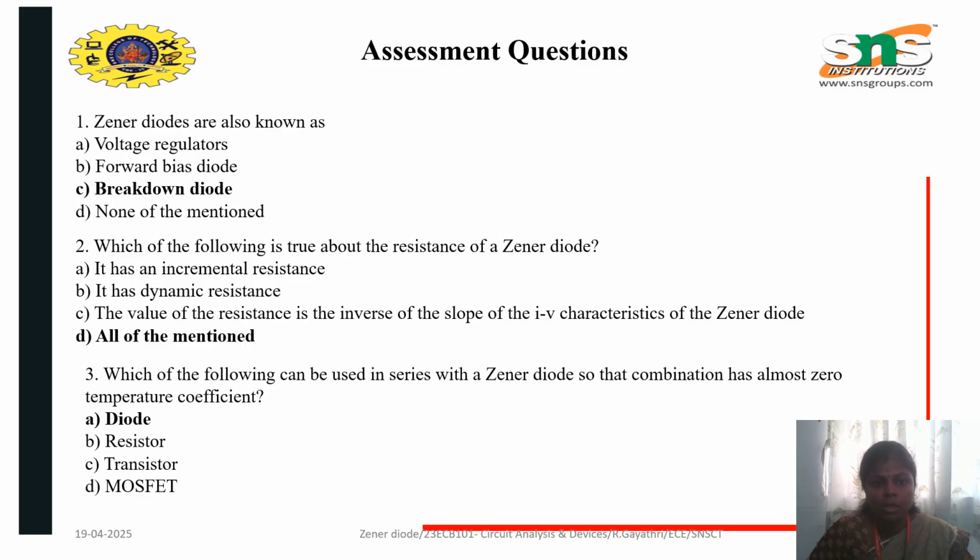The third question: which of the following can be used in series with the Zener diode so that the combination has almost zero temperature coefficient? When it is used in series with a simple diode, the coefficient will be zero. Thank you.